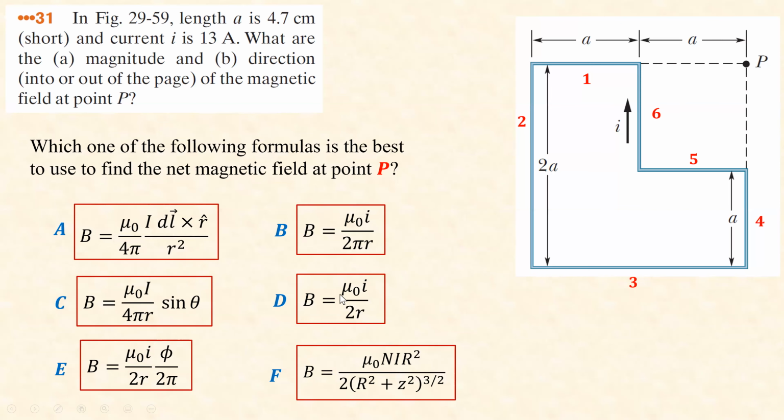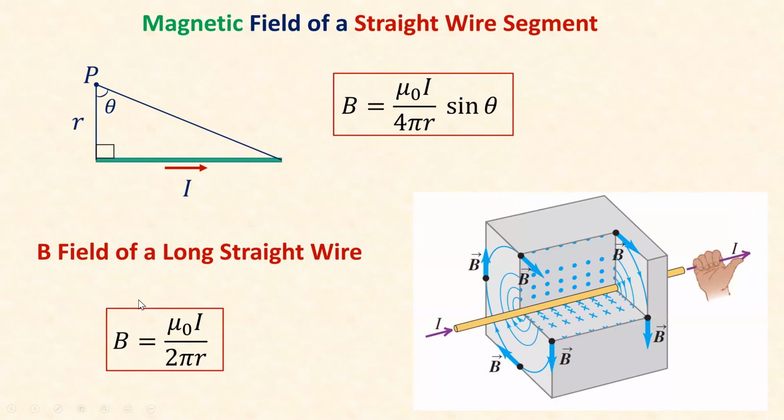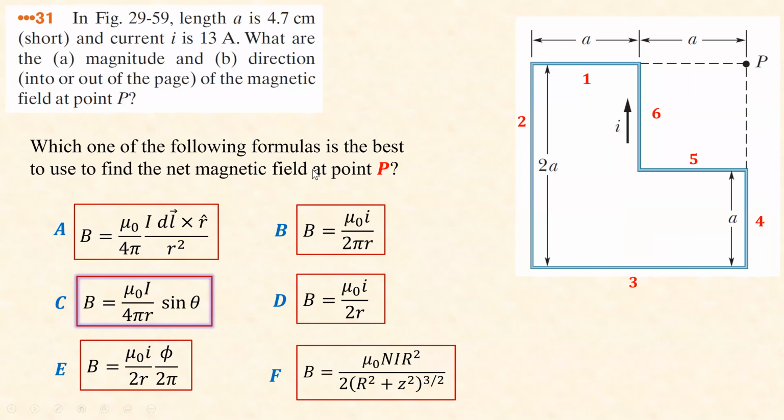C is the answer. This one was for a ring, at the center. This was for an arc. Remember, I just corrected it: phi over 2 pi r, phi over 2 pi. This was for an arc of angle phi. This one was for the coil, on the axis of the coil. There's no coil here. All right, so the answer is C, from this equation. This was for a long straight wire. See, that was B. This is C. So the answer is this one.